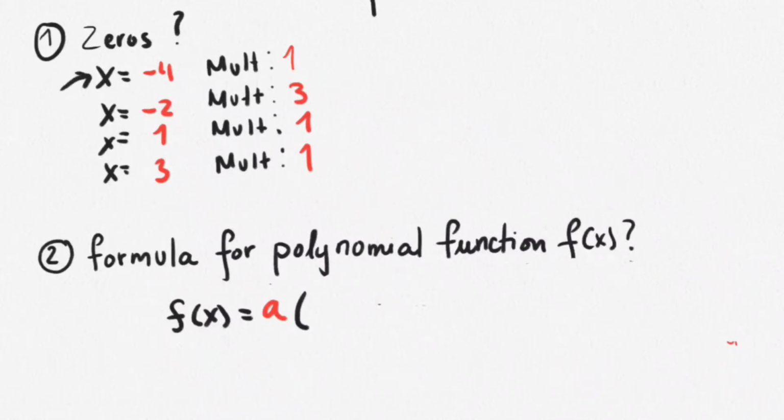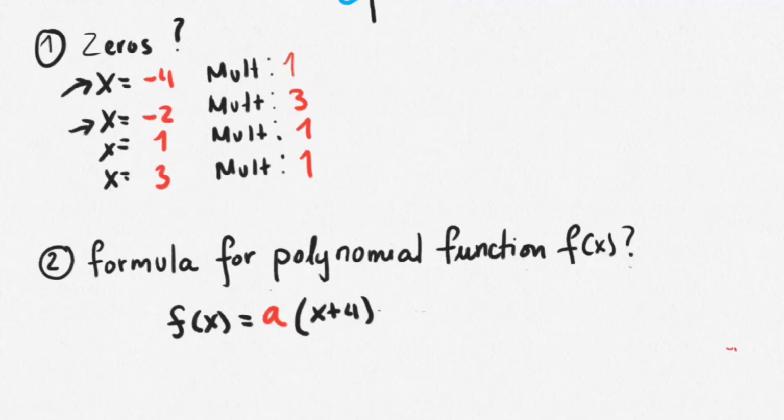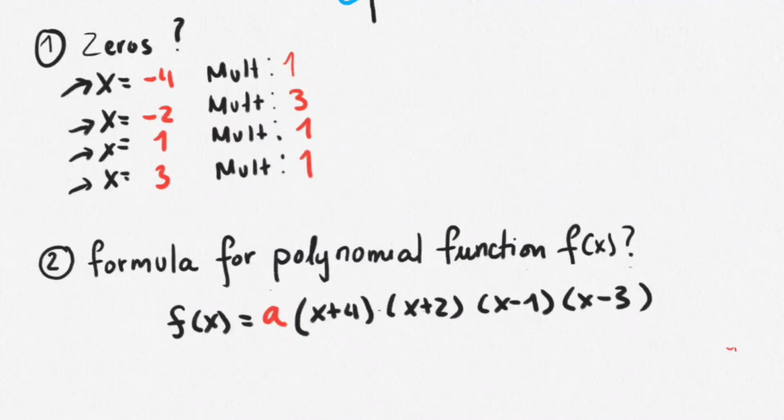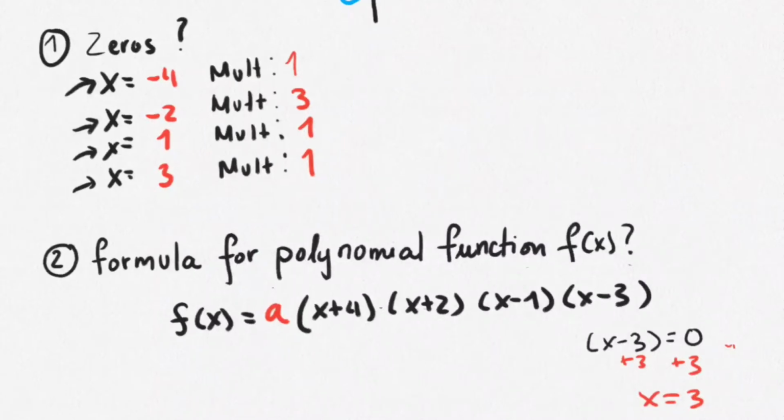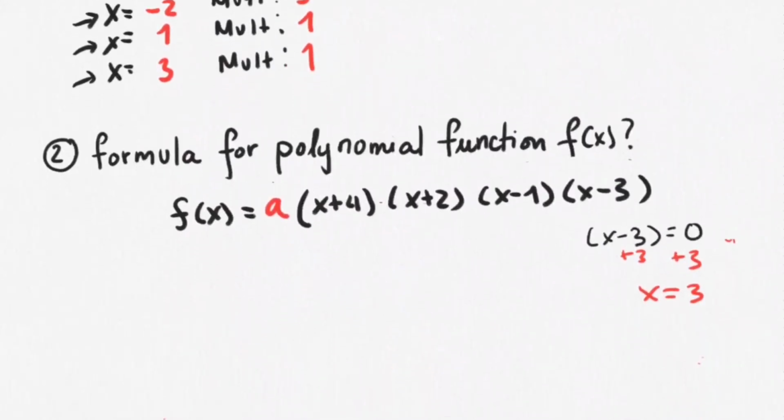Whatever you have, you want to actually take the opposite of that. Here we have x equals -4. Then you want to take the opposite of -4, which is x plus 4. So x plus 4 is the factor of x equals -4. Same thing here, for x equals -2, you want to go ahead and do x plus 2. For x equals 1, you want to go ahead and do x minus 1, opposite. For x equals 3, you want to go ahead and do x minus 3. The reason why is that if you were to set up x minus 3 equals 0, and then you add 3 on both sides, that means the factor of x equals 3 is x minus 3.